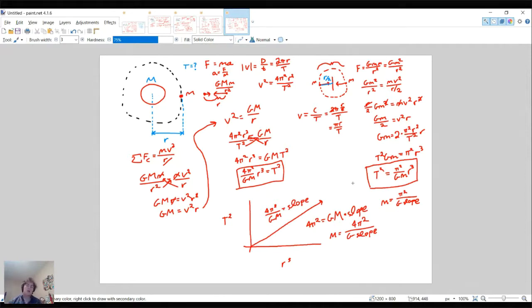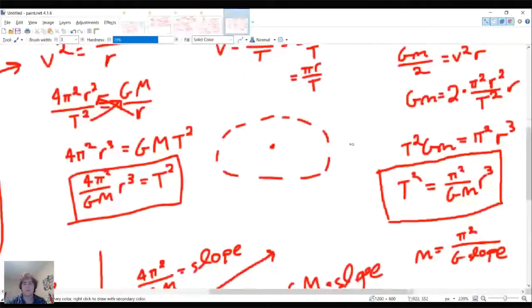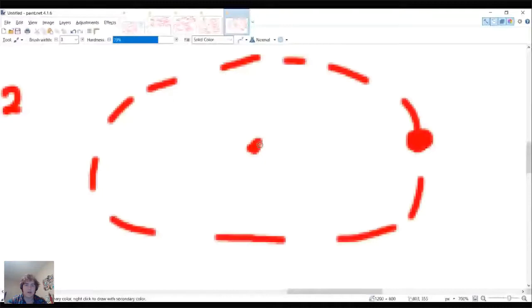In that case, one distinction here is that planets don't orbit in circles. Planets orbit in elliptic orbits, meaning the circle's kind of squished and fattened out, kind of like a potato shape like that. And the reality is that the equation still holds. I could not tell you why.